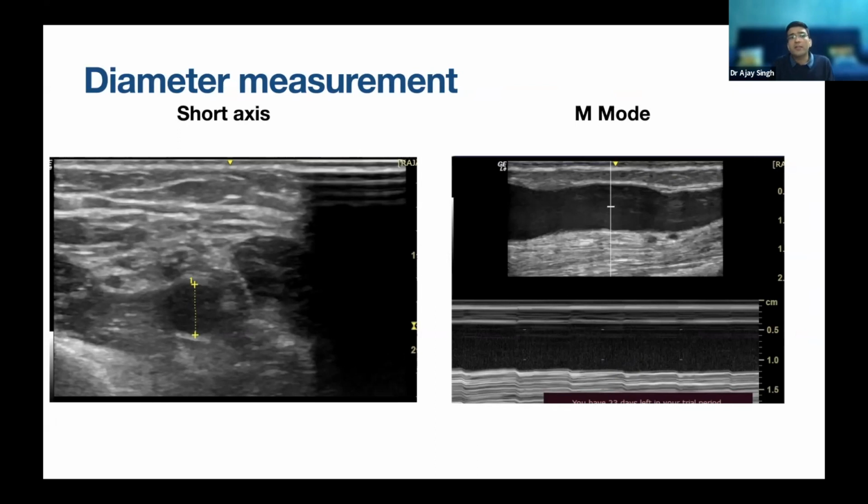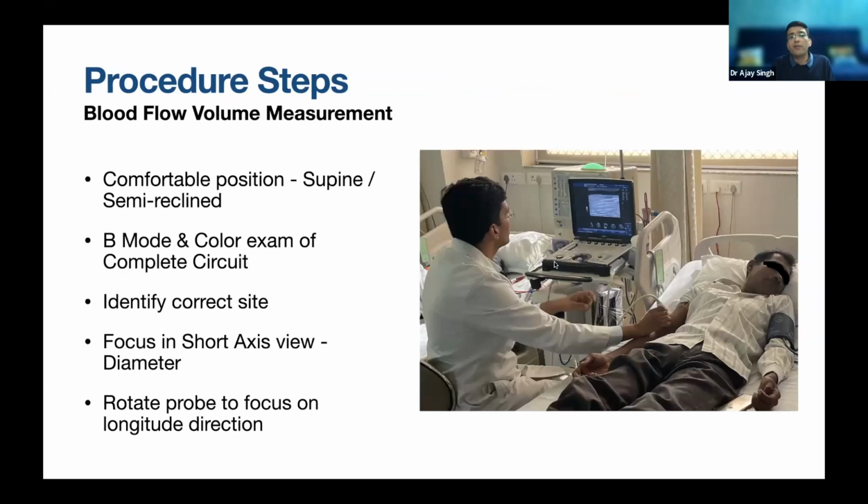The actual procedure steps are that both you and the patient should be in a comfortable position to carry out the examination, because the stability of the hand is very important.